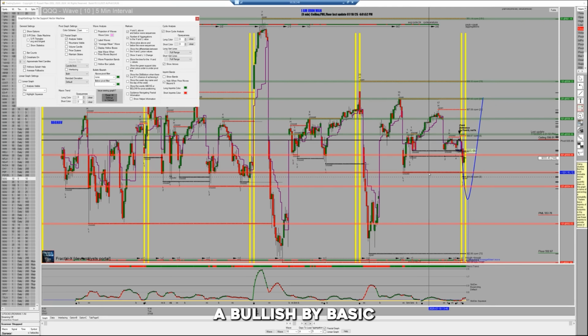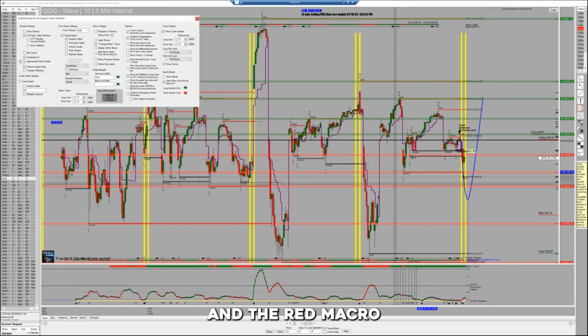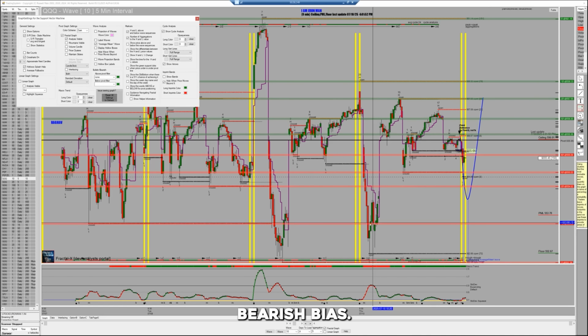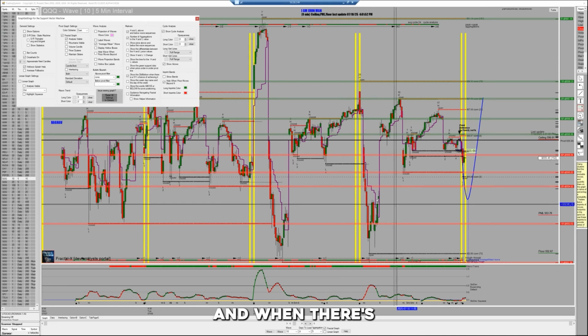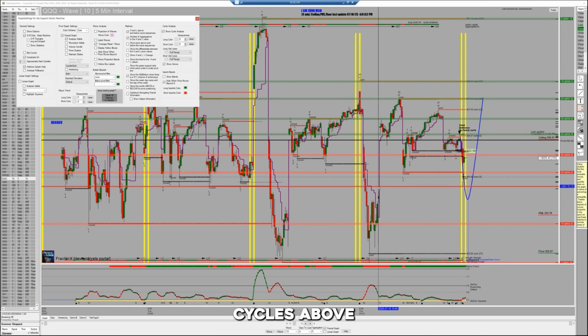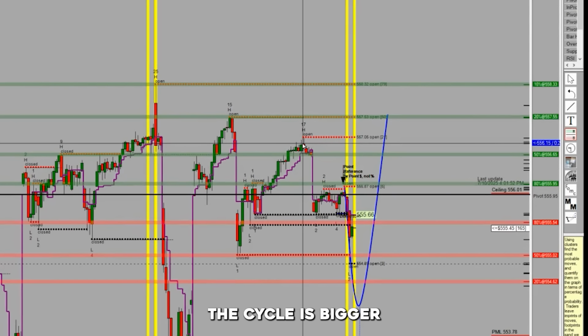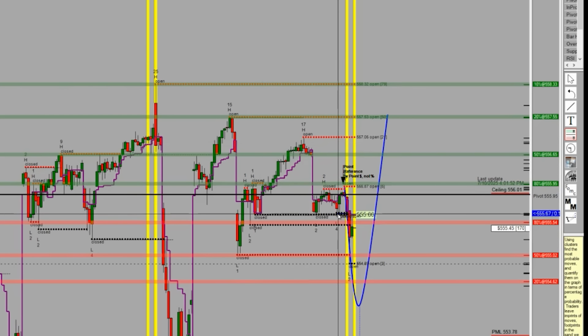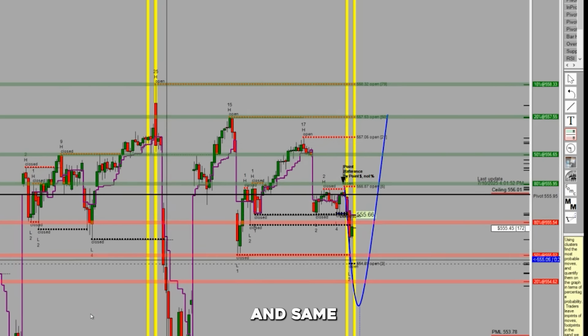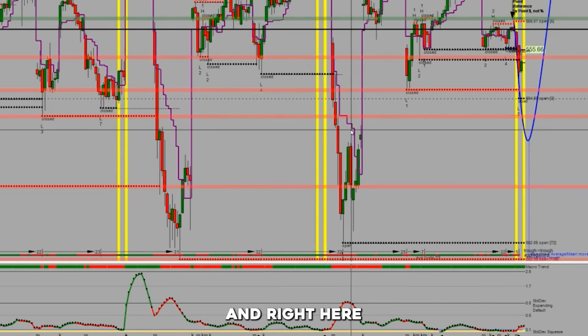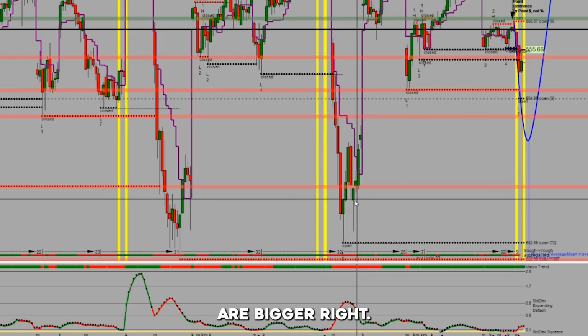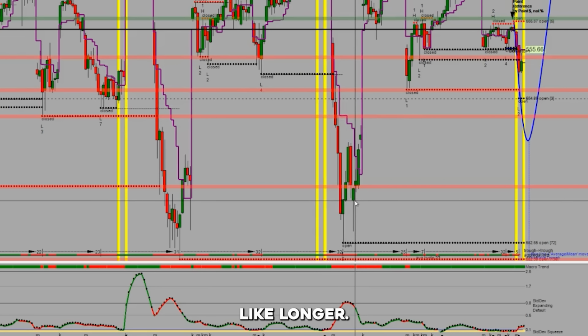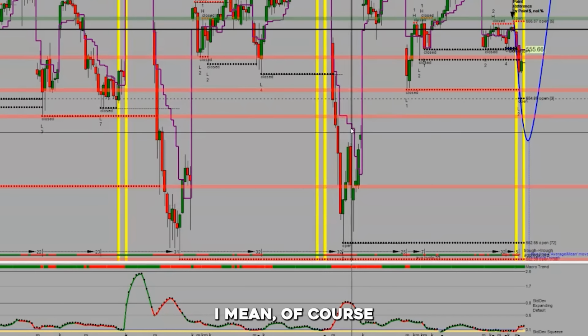And then the macro trend. Green macro trend basically means a bullish bias, and the red macro trend basically means a bearish bias. And when there's a green macro trend, the cycles above the pivot are going to be bigger. You see here the cycle is bigger compared to the downside cycles, like right here, right? Yes. And same is for the red macro trend right here, the cycles are bigger, right? When you say bigger, you mean like longer? Yes, of course, longer and bigger.